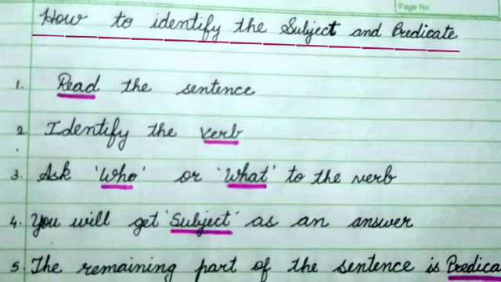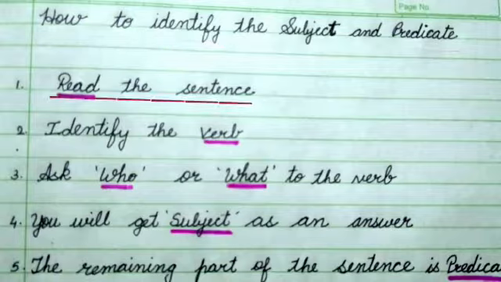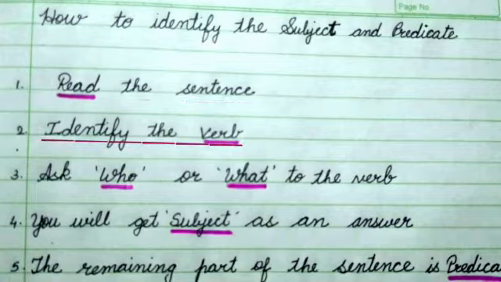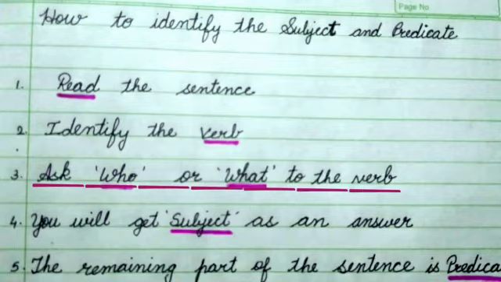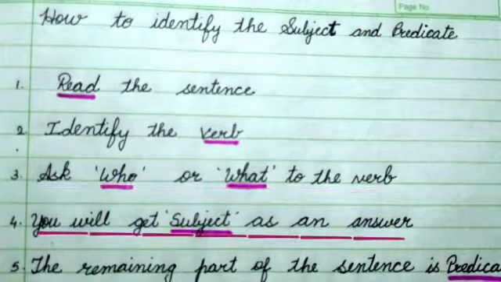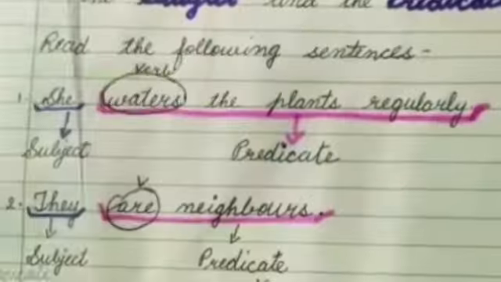How to identify the subject and predicate? First point, read the sentence. Whatever sentence is given to you, read that and identify the verb in the sentence. You know what is verb? Action word, doing word. Now you have to identify the verb in the sentence. After identifying the verb, the next step is to ask a question to the verb. Ask who or what to the verb. Now, dear children, whatever answer you will get, that is the subject actually. Let us learn this with the help of some examples.